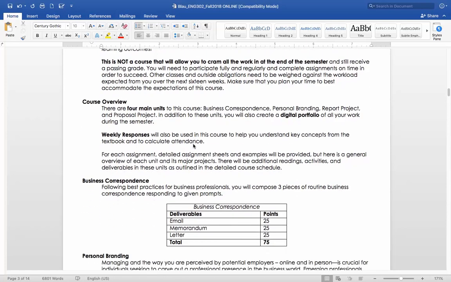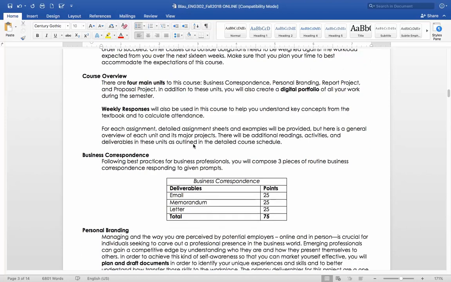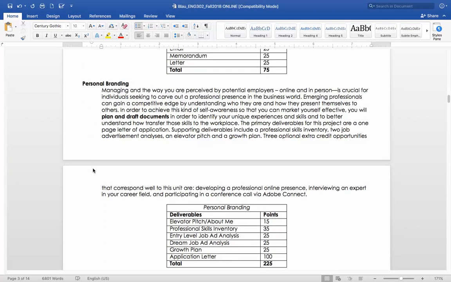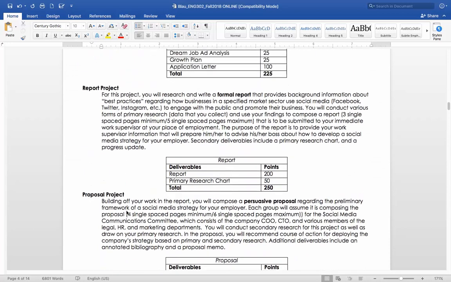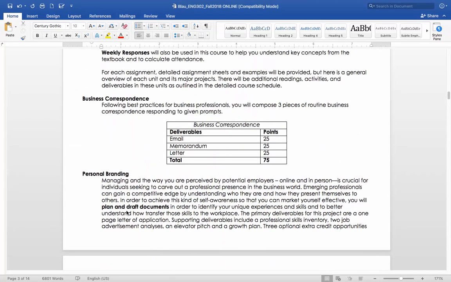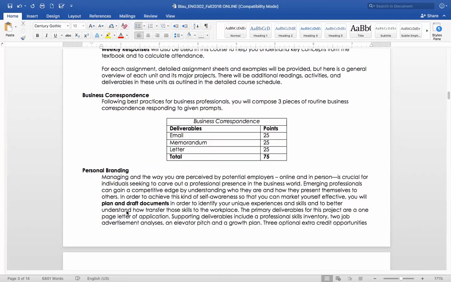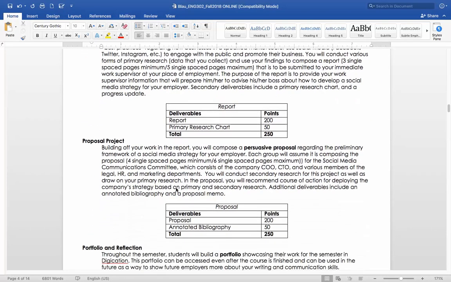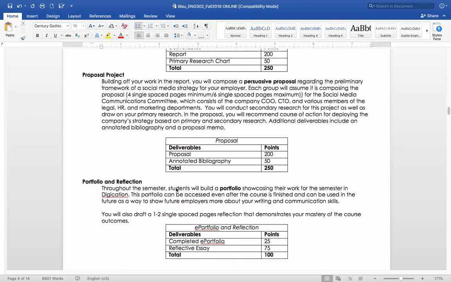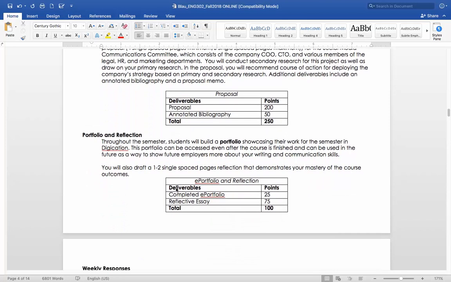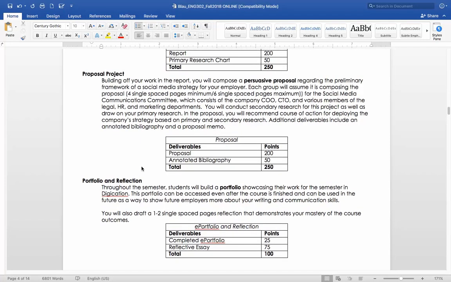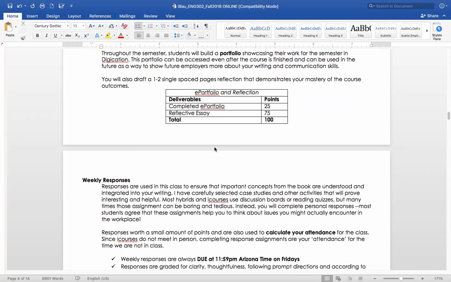So there's 4 main units that you can read about more in depth. There's a business correspondence unit, a personal branding unit, a report project, and a proposal project. And it doesn't matter which 302 class you're in. All of the 302 classes have the business correspondence, personal branding, and proposal. The report project is something that's unique to our class, but all of the classes have very similar assignments because we want you to learn very similar things. Also, at the end of the semester, there's a portfolio and reflection that you will complete. So if you want to read these descriptions more in depth, you can understand what is in each unit and what you'll be completing and how many points it's worth.